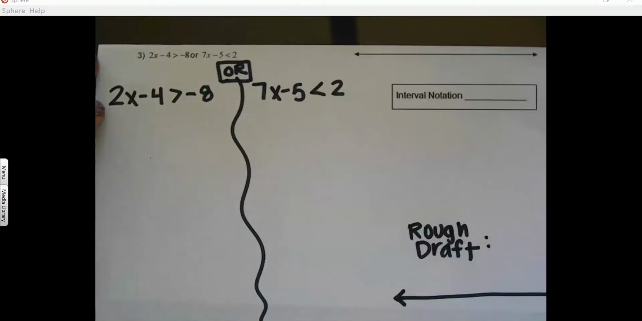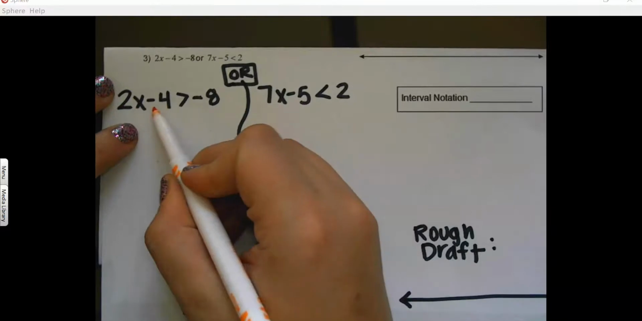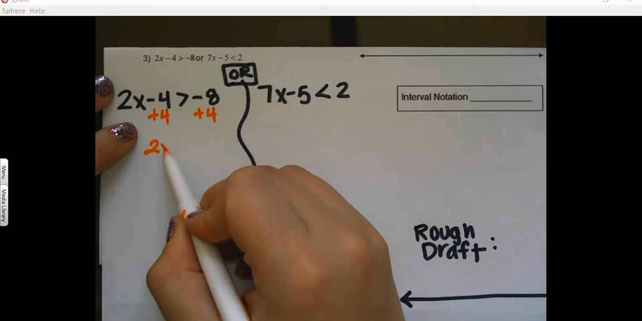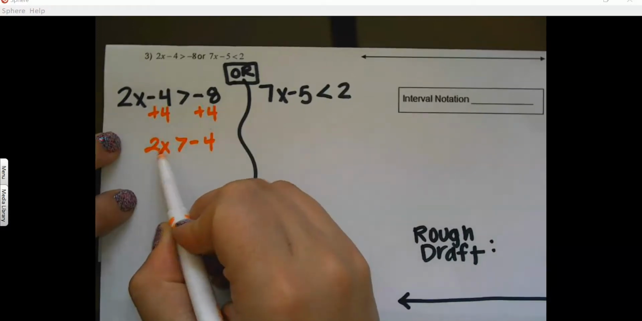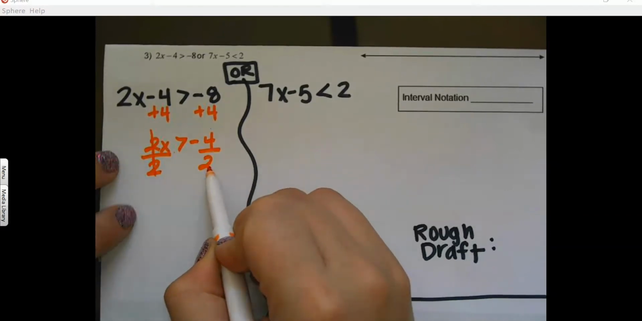Okay, so let's go ahead and try this example here. So we want to get the x by itself, so we'll start with adding 4 to both sides. And then to get the x by itself, we're going to divide both sides by the coefficient. So we're going to divide both sides by 2.